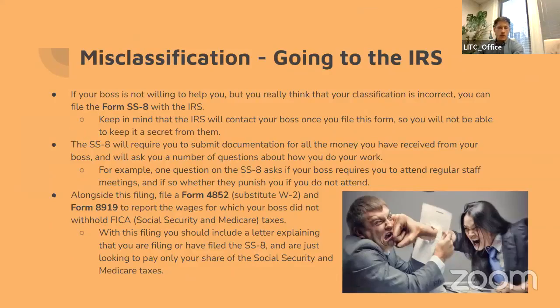Now, if you want a declaration from the IRS, for them to tell you which of these you are, you would want to file the SS8. That will go through the factors that we've already mentioned about behavioral, financial control. And again, this is a way for you to get a straight answer from the IRS about whether you are an employee or a 1099 contractor.